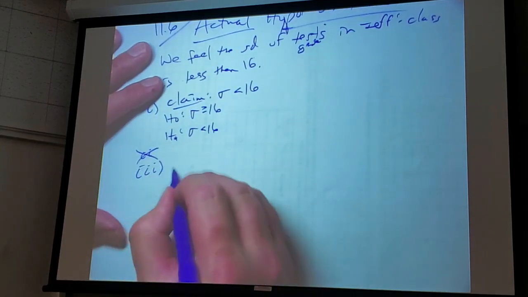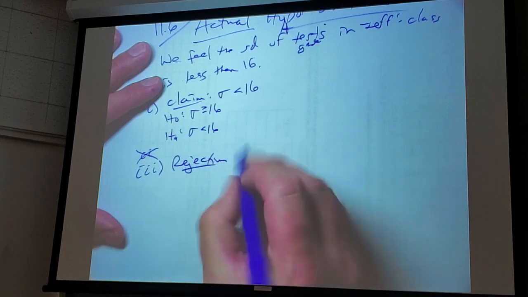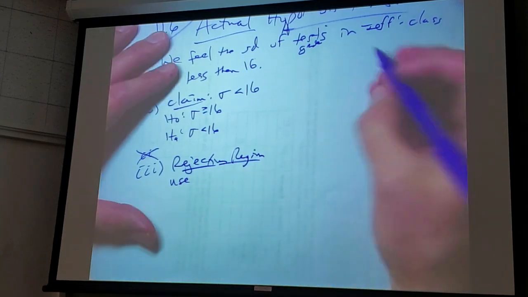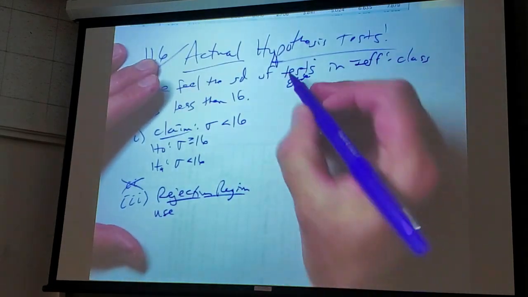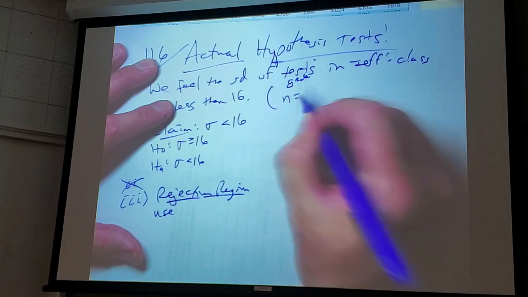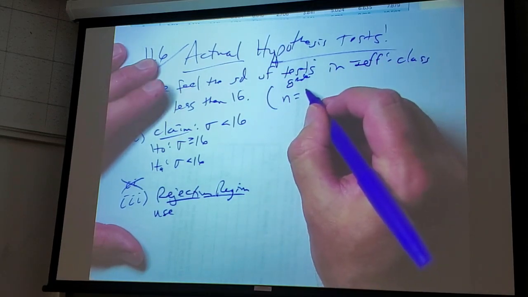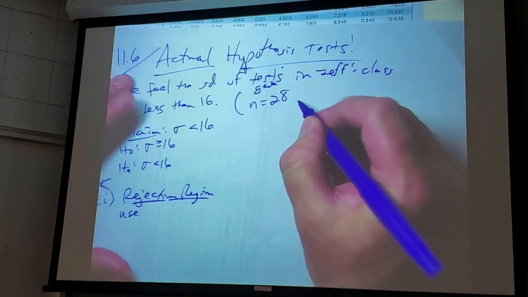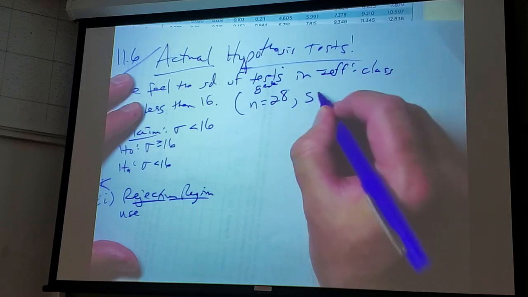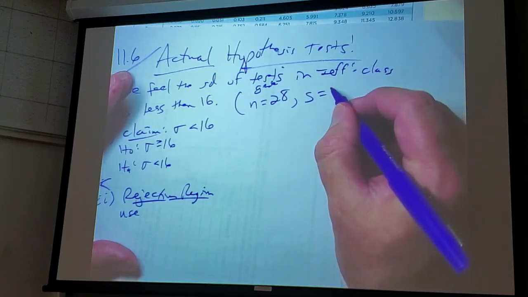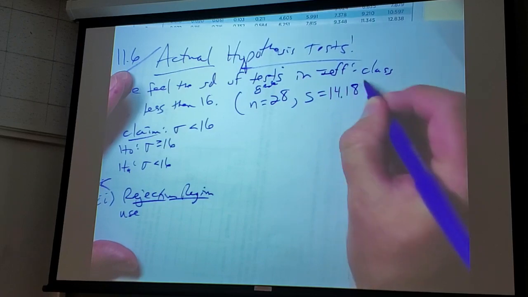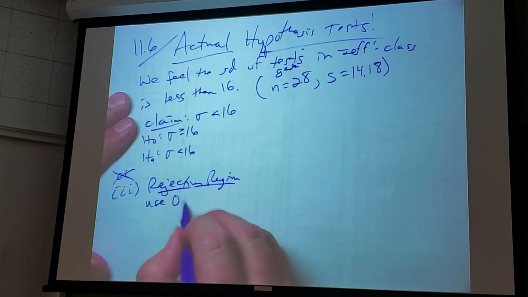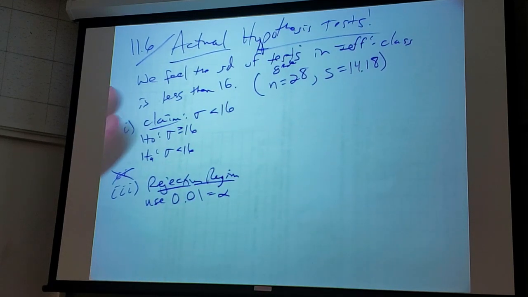Third step is rejection region. So let me give you some specifics. You need a couple things. So let me give us some sample data, right? Here's some sample data. From a sample of, what do you got, Jeff? Let's say 28 tests. We found standard deviation of 14.18. I like it. And down here I'm going to say use 0.01 for alpha.